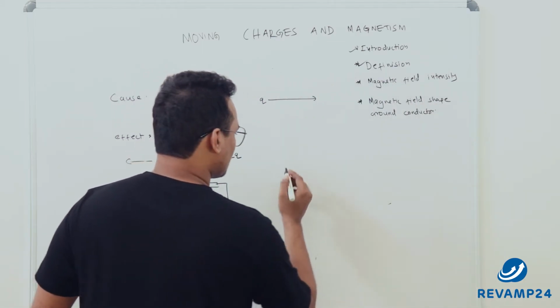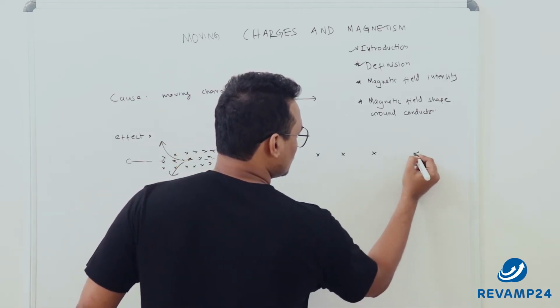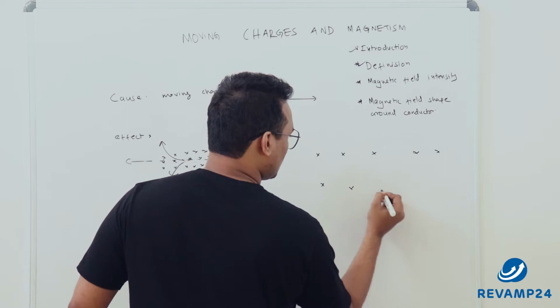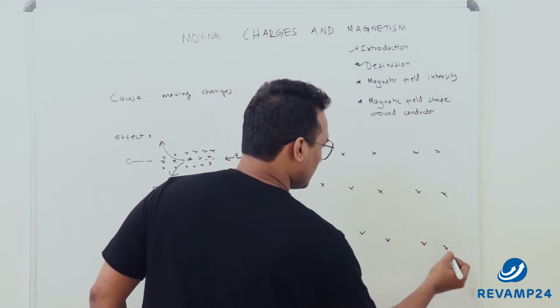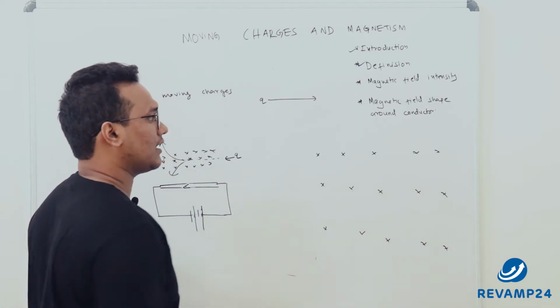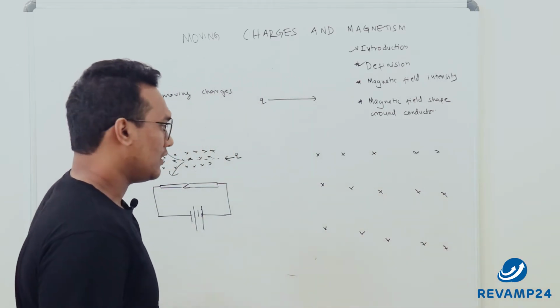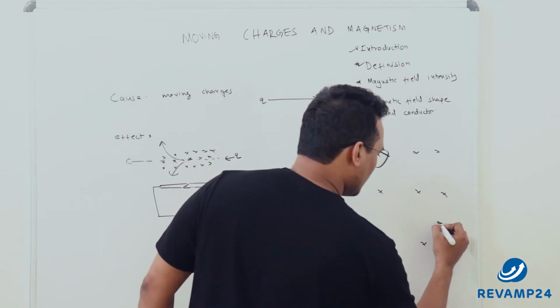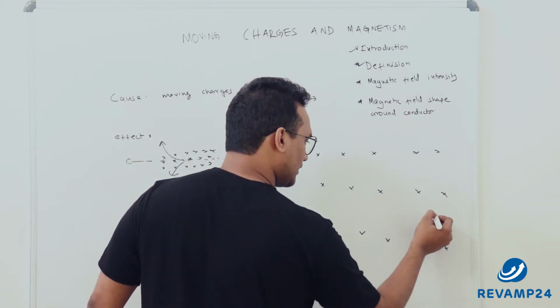Let's say there is some source creating a magnetic field here. So let's say this is into the plane, meaning magnetic field lines are going in this direction. Now we need to measure the intensity of the magnetic field at one position. So what we will do, we will allow a charge to move in this direction. Now the charge will deviate in this way.